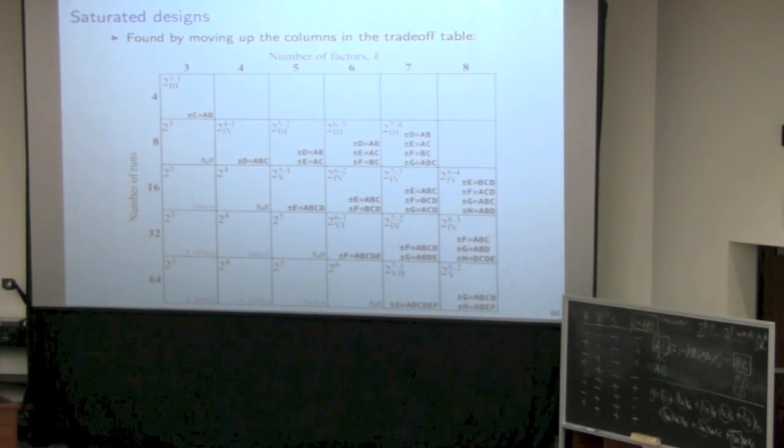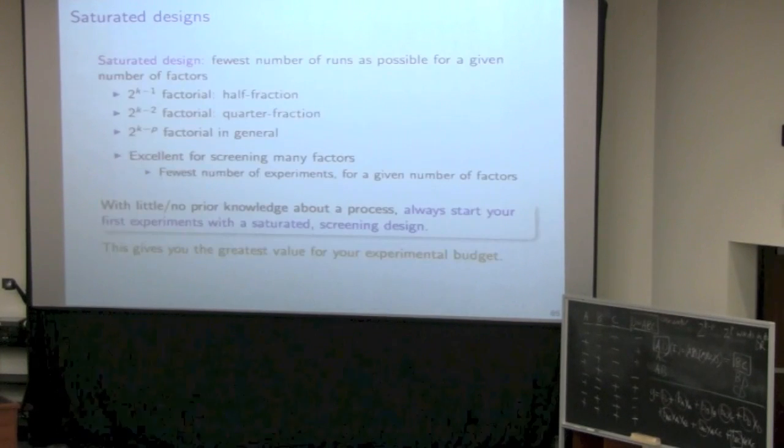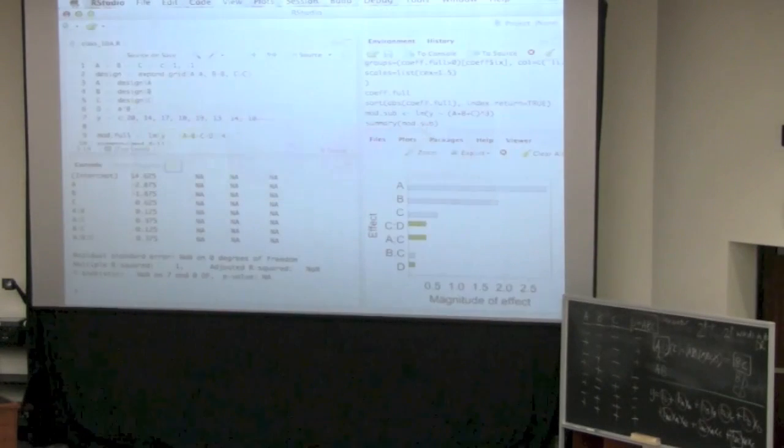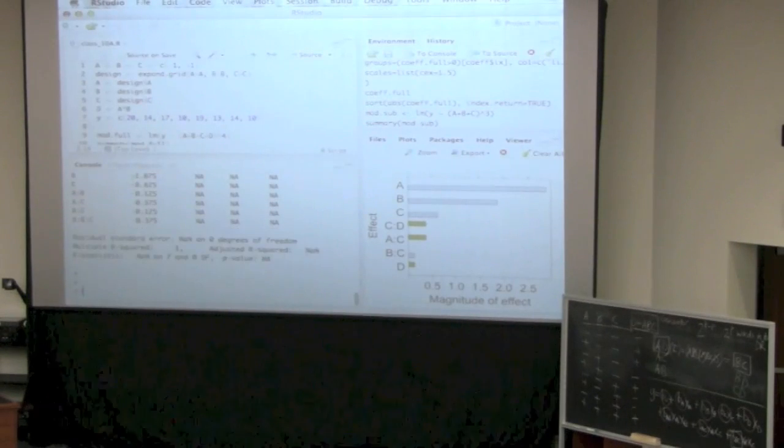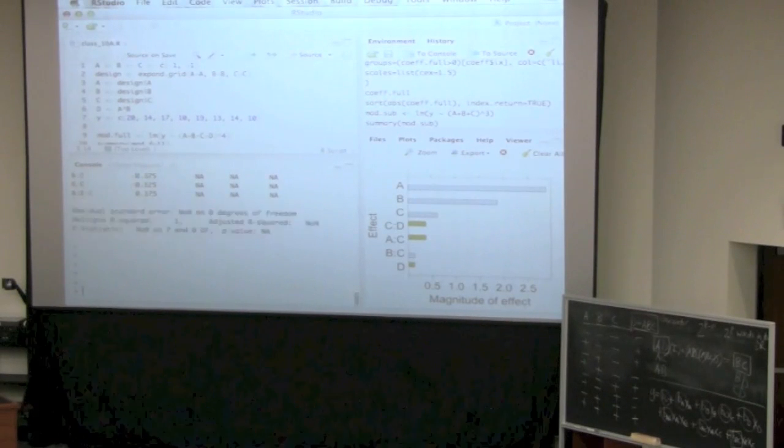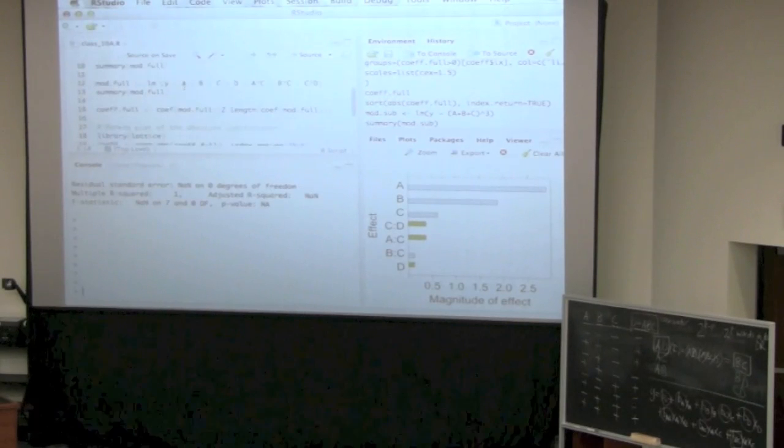Okay, let's run this. Let's let the computer do the work for us, right? So how do we do it? Well, let's go to R. R will do the work for us. Let's see how. There's a nice function in R called formula, and you type formula, and you say y is regressed onto four factors, a plus b plus c plus d raised to the power of 4.